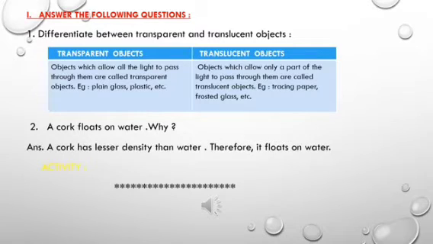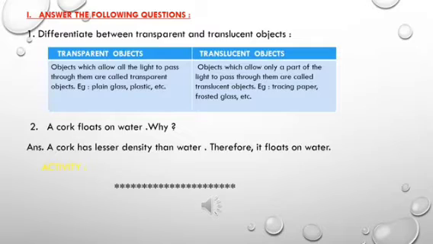Second question, a cork floats in water. Why? Answer, a cork has lesser density than water. Therefore, it floats in water.